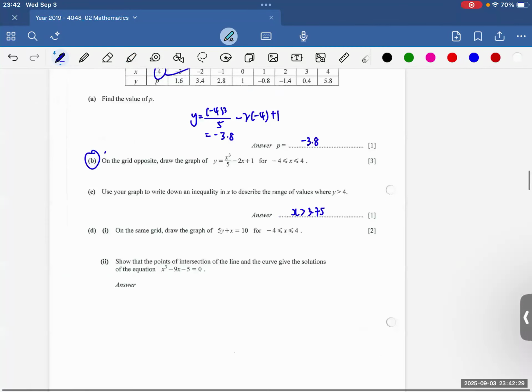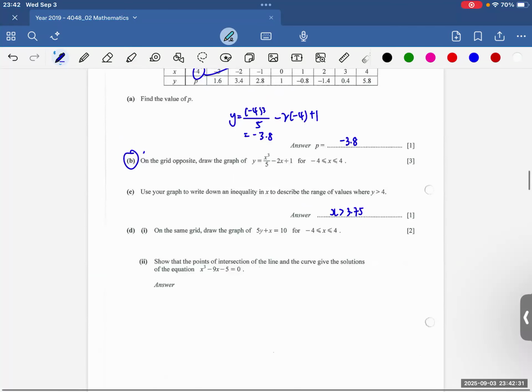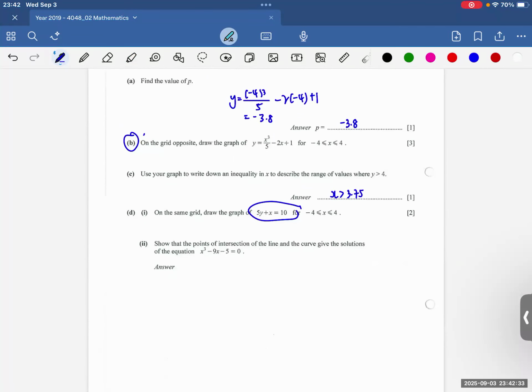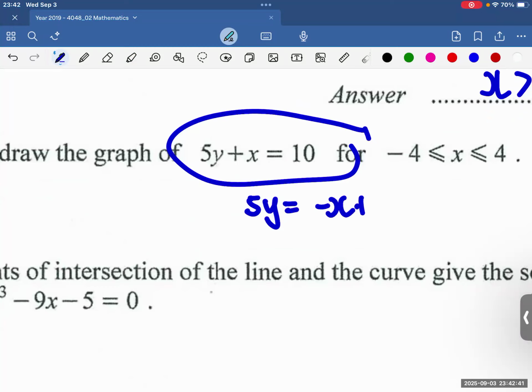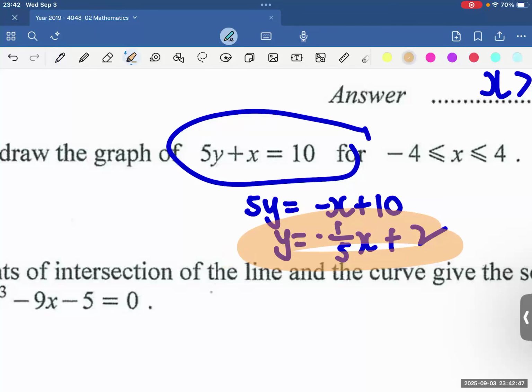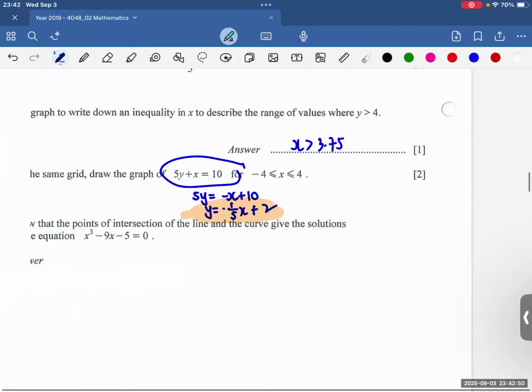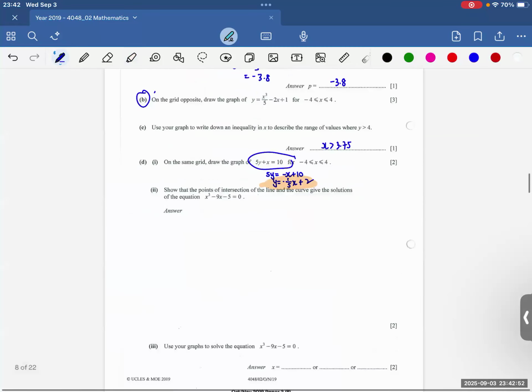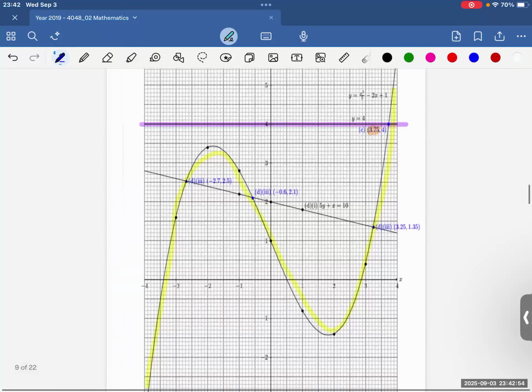Okay, so on the same grid, they want us to draw this graph. So if we want to draw this graph, we must first find what y is. So let's now move our y to the left side. So now y equals -105x plus 2. So this is the graph that we will be drawing based on. So as you guys can see, this is our line over here that we just drew.